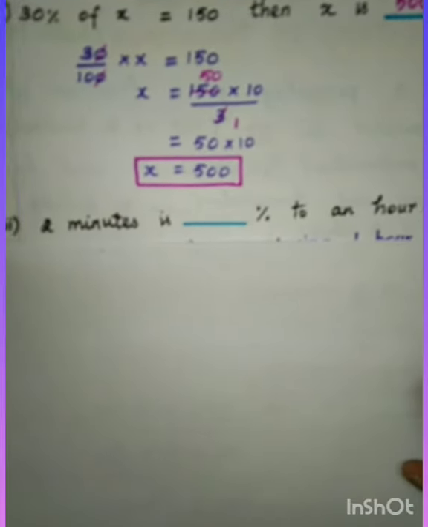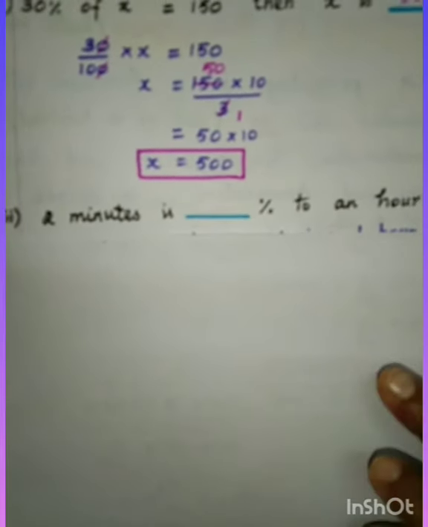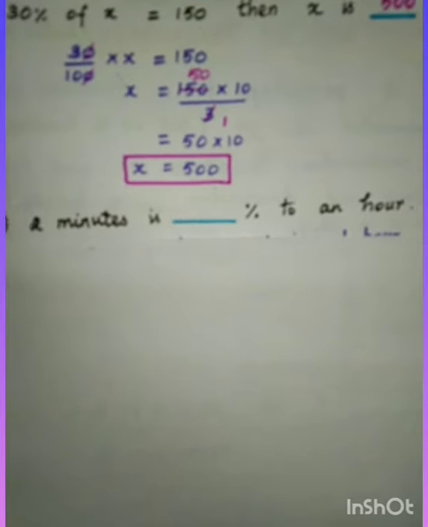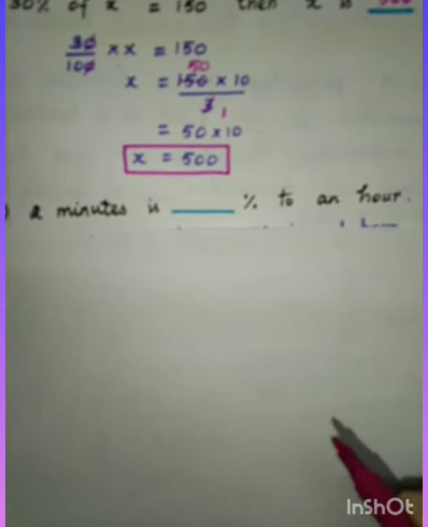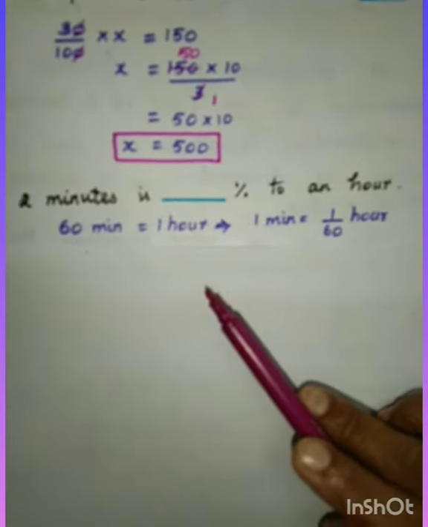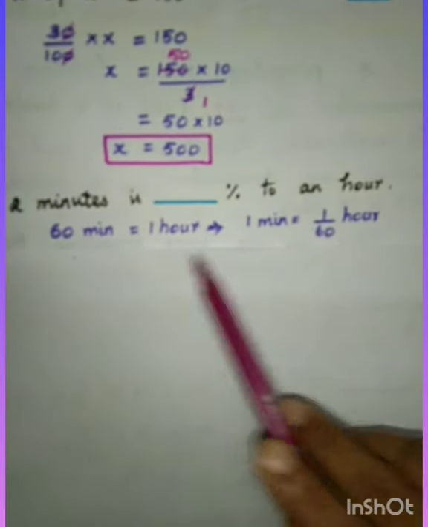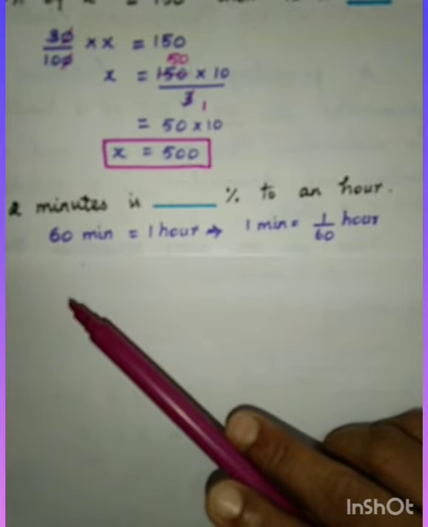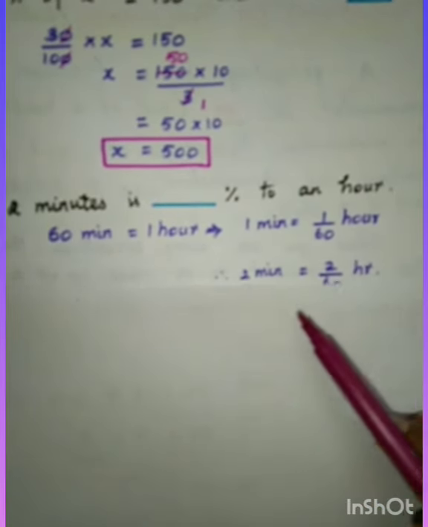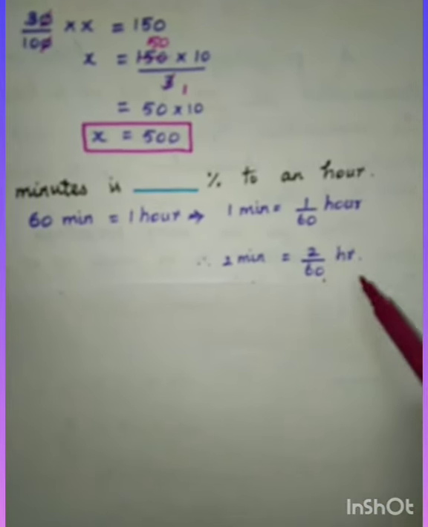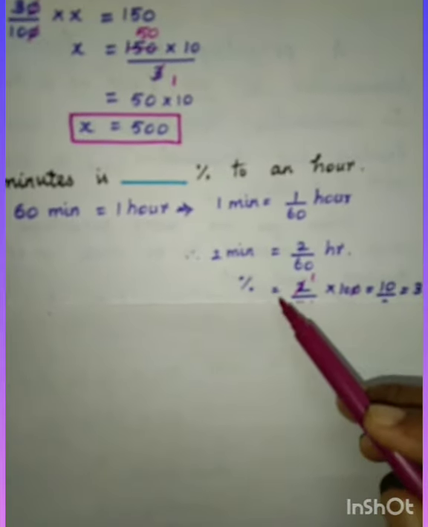Then second subdivision, 2 minutes is dash percentage of an hour. First convert the minutes into hours. That is, 60 minutes is 1 hour. That is, 1 minute equal to 1 by 60 hour. Now we are going to find out the value of 2 minutes. So 2 minutes equal to 2 by 60 hour. That is the percentage we are going to find out.